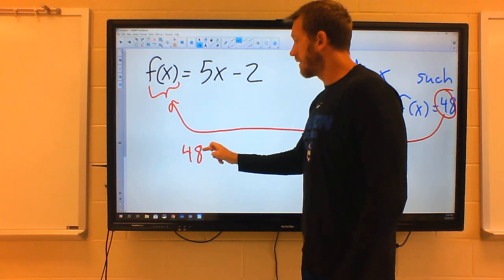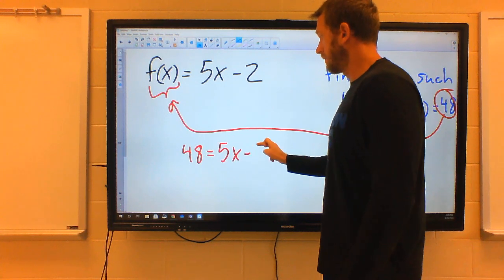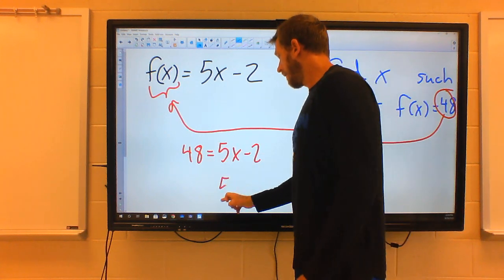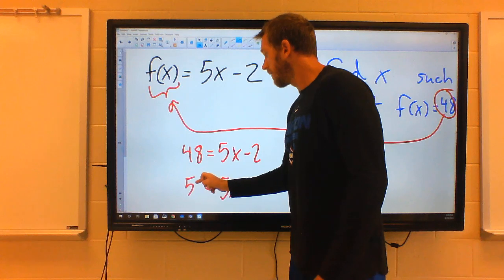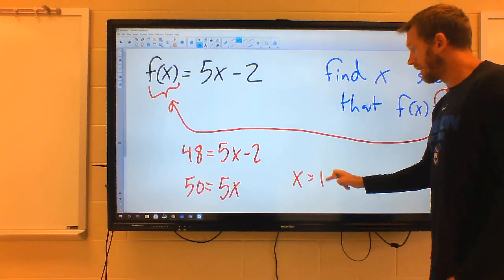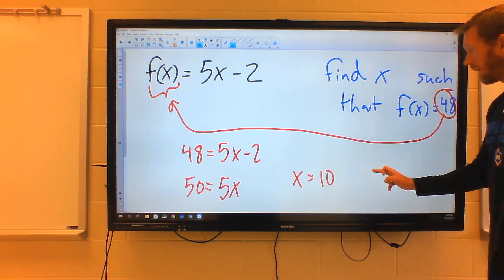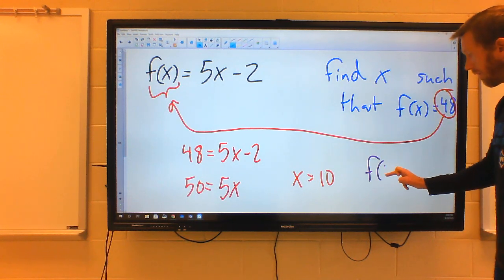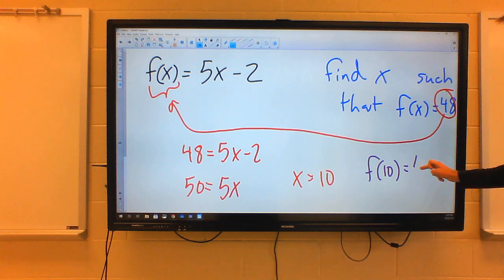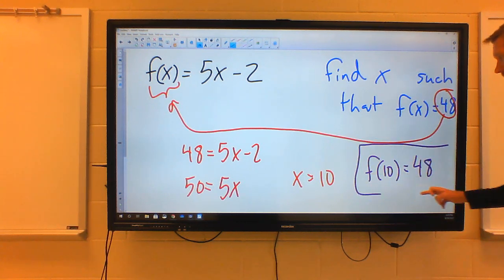So we get 48 equals 5x minus 2. Solving that out, 5x equals 50, x equals 10. Now let's write this in function notation. F of our input, 10, equals our output of 48. And that's how we state that, and that's how we do it. Okay?